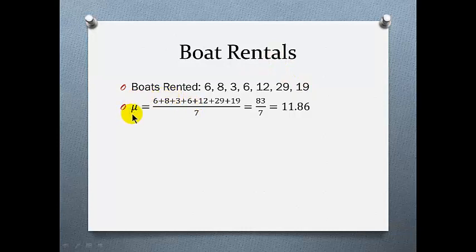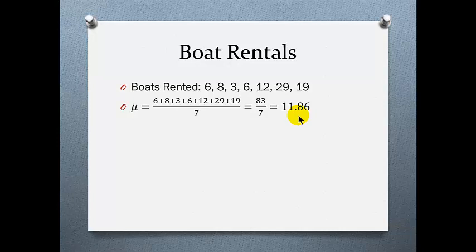So assuming we're talking about a week as the entire population, we're going to add every single value together. 6, 8, 3, 6, 12, 29, 19. That's going to give me 83. And we divide by the number of data values we're talking about. Dividing by 7 gives us an average of about 11.86 rentals per day.